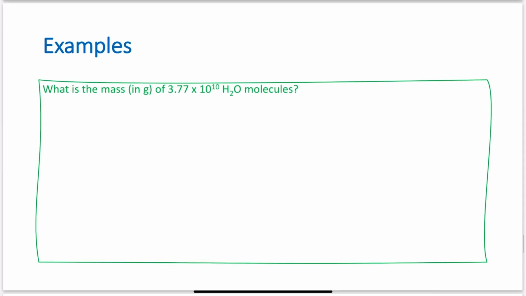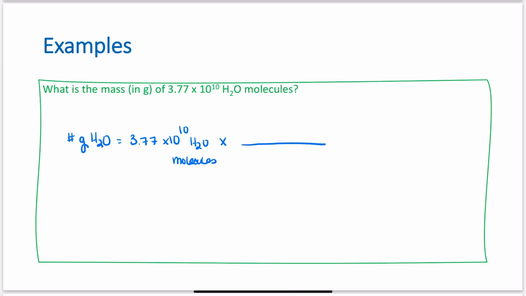What's next? What is the mass in grams of 3.77 times 10 to the 10th water molecules? So I want the number of grams of water if I have 3.77 times 10 to the 10th water molecules. I may not know what it is, but I do know that number is pretty small. I don't know where I wrote that one down, so we're going to use a calculator.